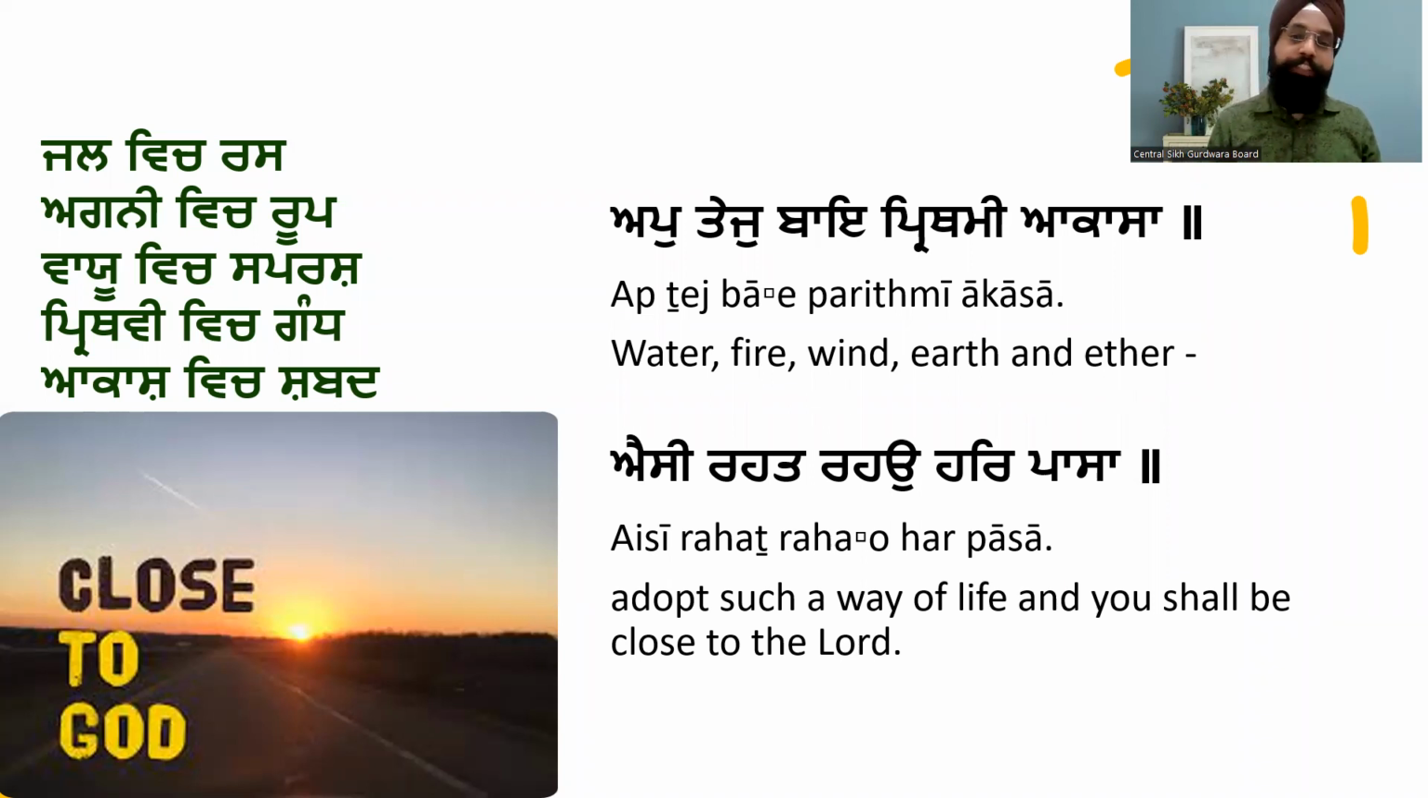So the basic nature of these five elements: first one is Jal. Jal has Ras. Ras means taste. In the Jal, there is a taste. In the Agni, in the fire, there is roop that we can see. In the Vayu, in the air, there is sparsh, meaning we are able to feel it. In the Prithvi, all the fragrances, all kinds of smells are from there. In the Akash, in the space, our words are able to travel.